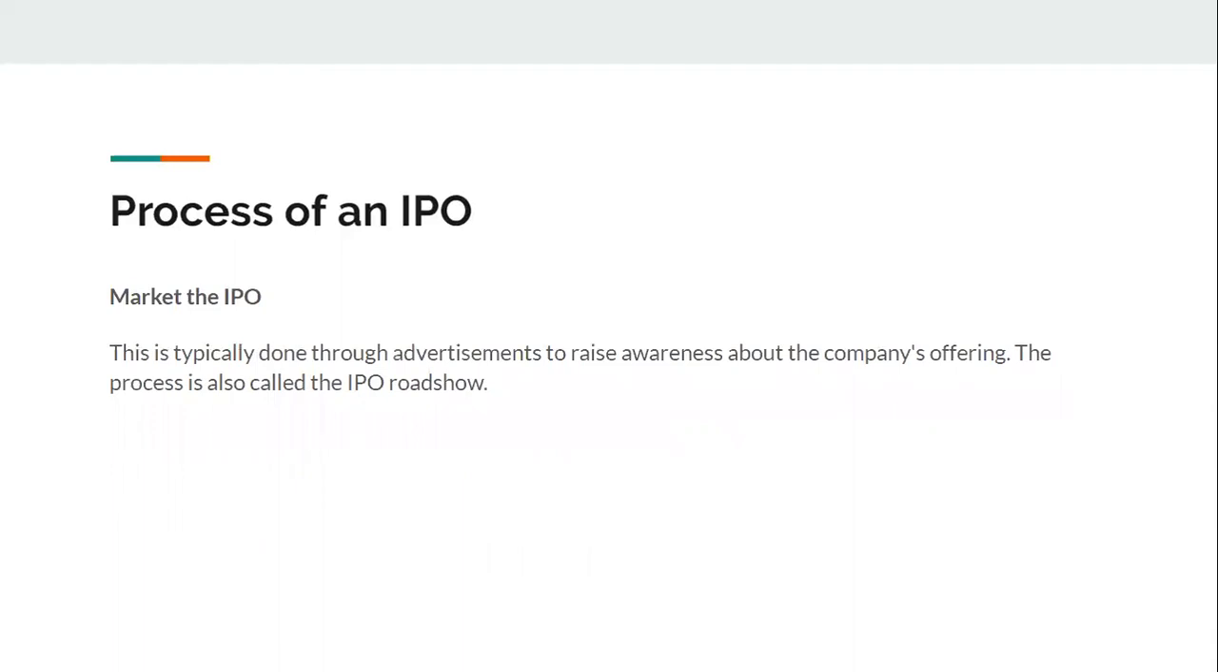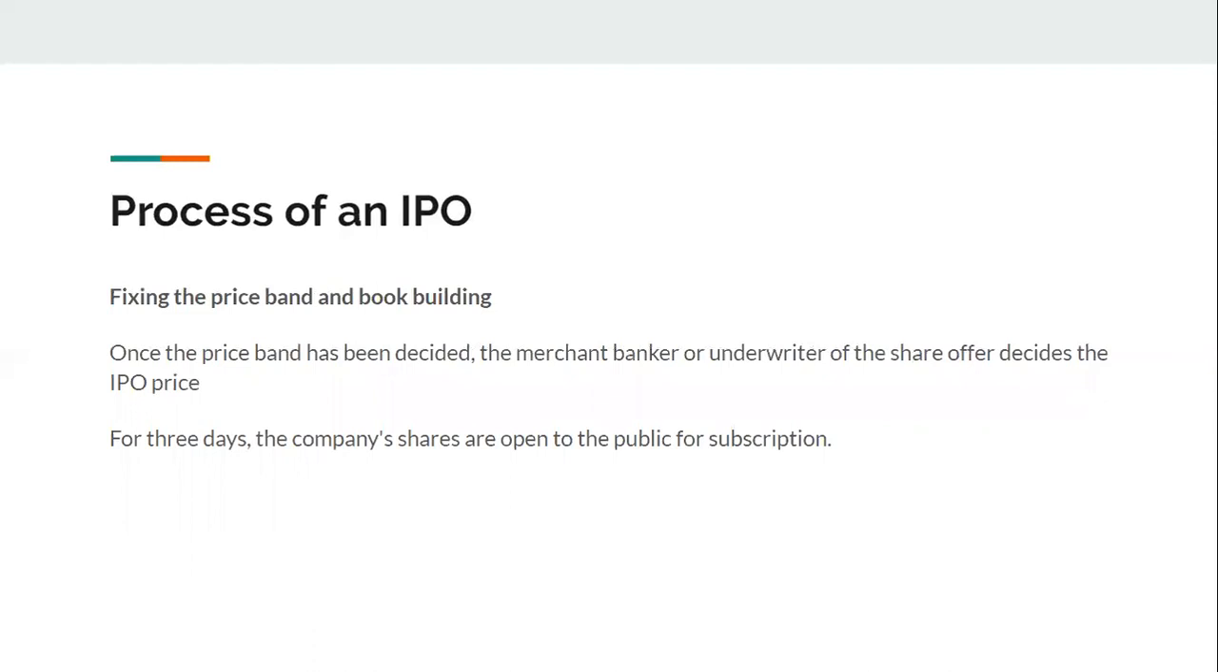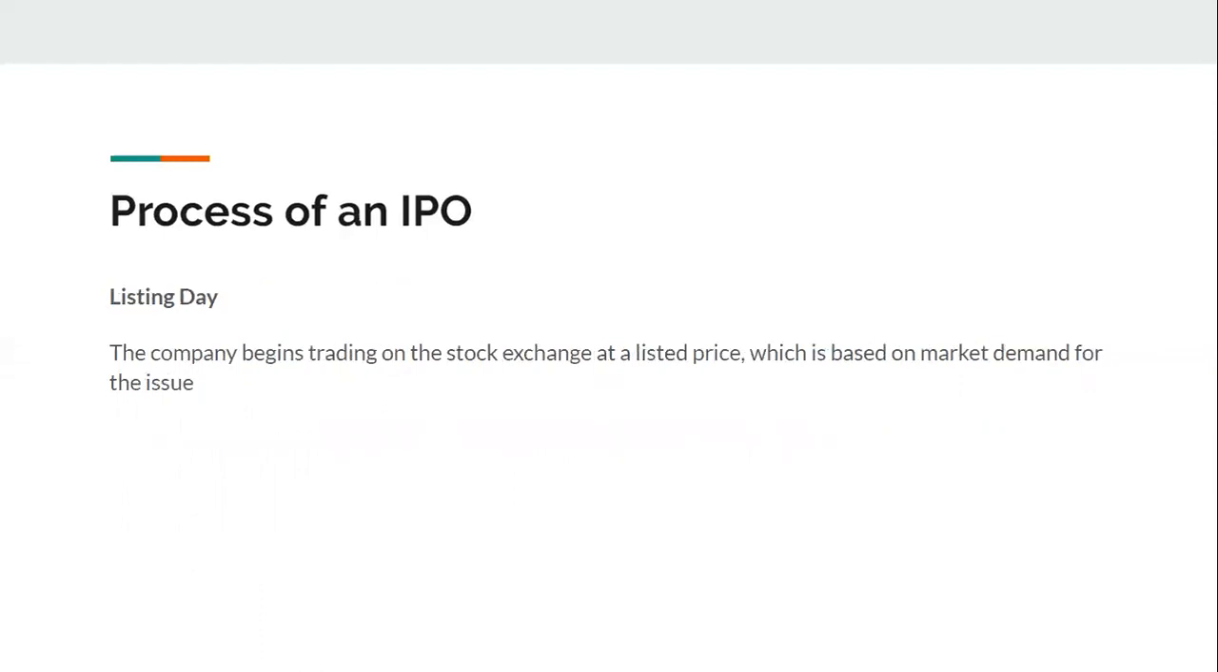Then the marketing goes ahead, so it can be road shows or paper advertisements, visual ads, anything, so that it brings awareness amongst the people. And then the price band: it's up to the company to issue a fixed price or a price band. The time period during which retail investors can apply for the IPO is around 3 days. And finally the listing day.